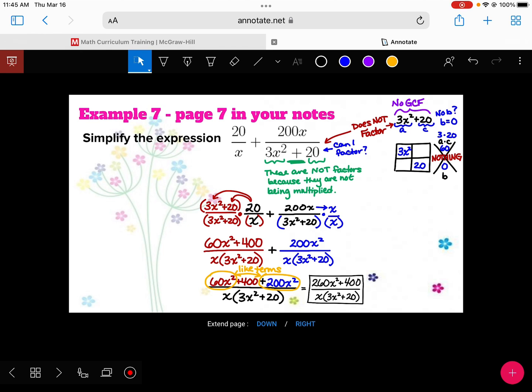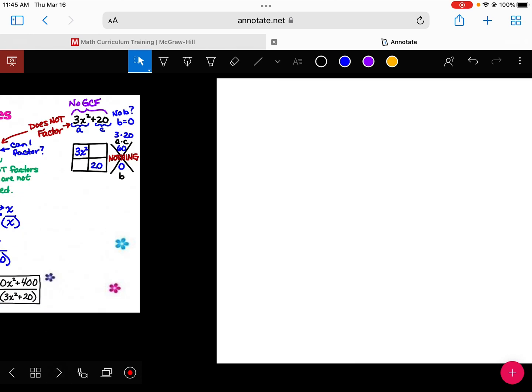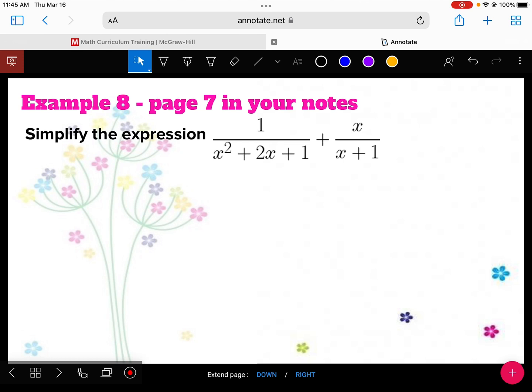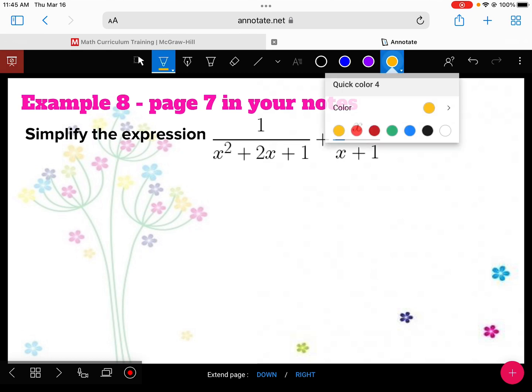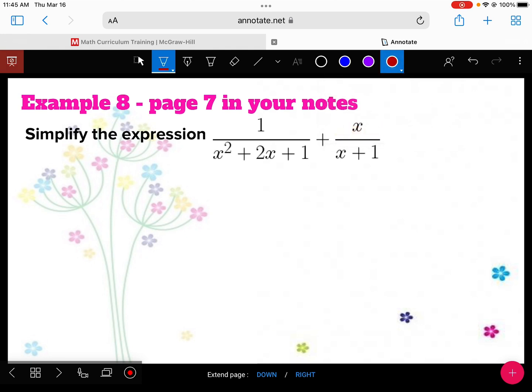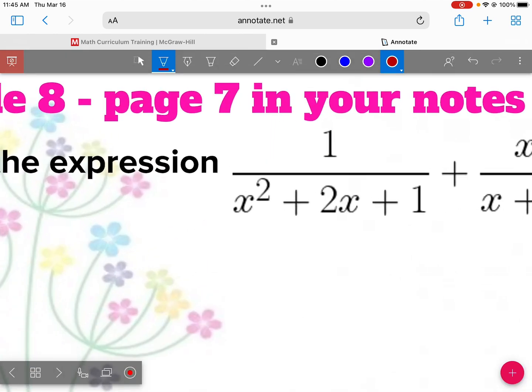Example 8. You guys okay if I flip to example 8? Does anybody still need this up? All right. Are my denominators the same? No. Do they have any factors that are the same? I don't know yet. What do I have to do in order to determine if they have any factors that are the same? I have to factor it.